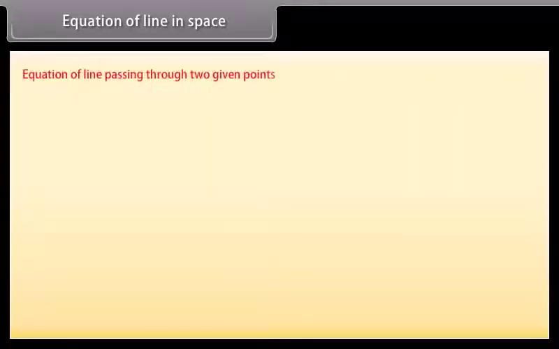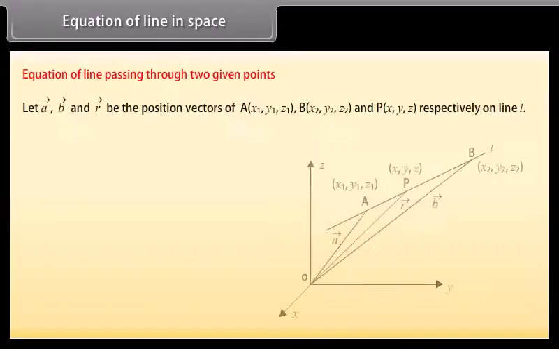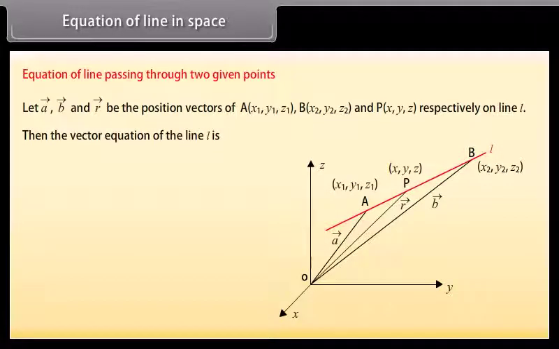Equation of line in space. Equation of line passing through two given points. Let vectors a, b and r be the position vectors of A (x1, y1, z1), B (x2, y2, z2) and P (x, y, z) respectively on line L. Then the vector equation of the line L is vector r equals vector a plus lambda times (vector b minus vector a), where lambda belongs to real numbers.